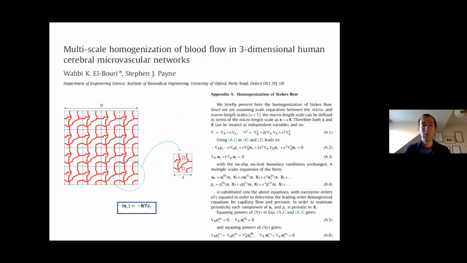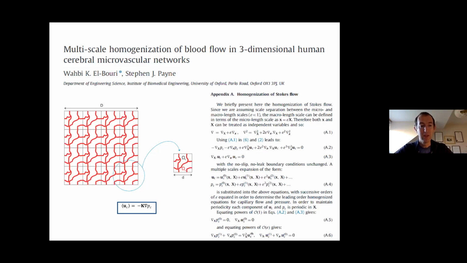And this is a paper that Wabi and I wrote when he was a graduate student, looking at how we homogenize blood flow in the cerebral microvasculature. And I just put this up to illustrate that basically all we're doing is exactly what I did on the previous slide. We have our network, and at the local scale, which is the little d, the small little square, you get a certain type of behavior. But what we really want is the behavior at the large scale once we start putting these all together. So in other words, as we start to zoom out, how does this behave at the global scale?